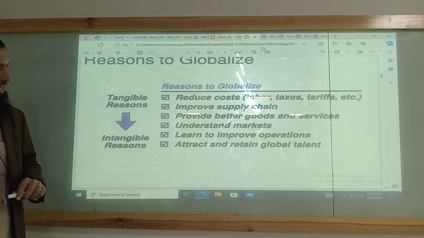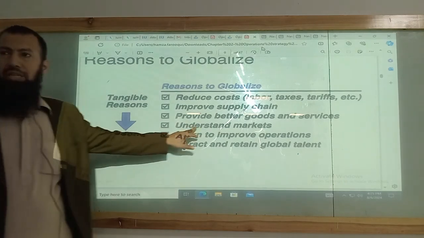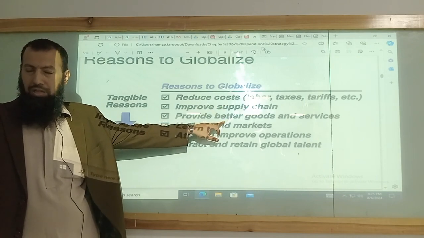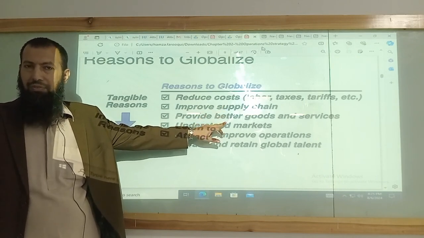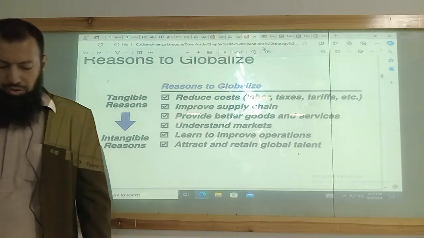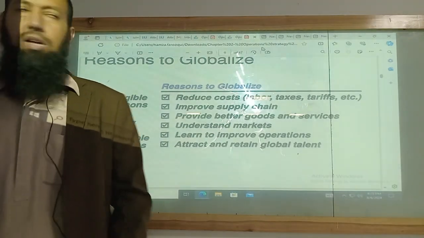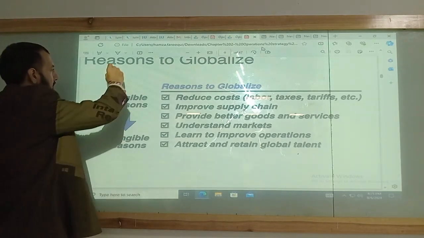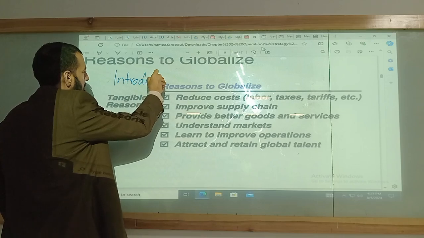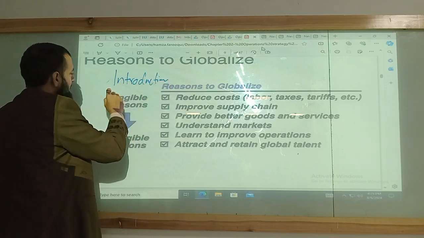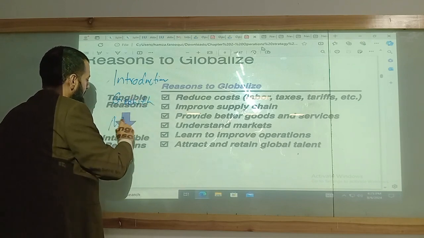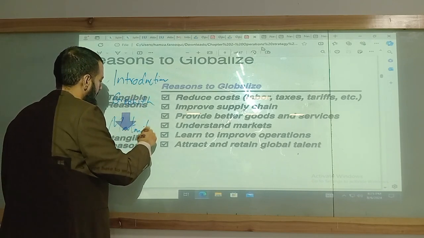If we say understand markets, it is the best way to understand markets. Markets means customers. You understand the different types of customers, and you leverage the product life cycle. Do you know what is product life cycle? There are different stages. One is the introduction stage. The other is the growth stage, maturity, and decline.